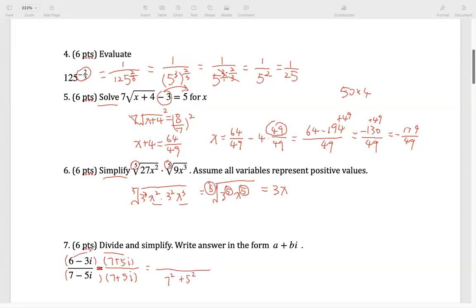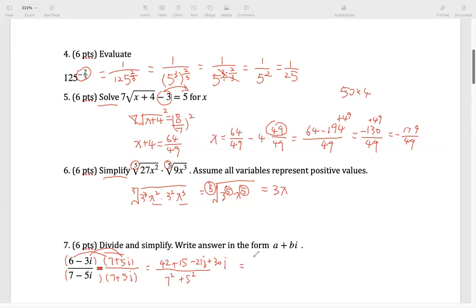And the numerator we just multiply, so 6 times 7, 42. Then negative 3i times negative 5i is plus 15, because i squared is negative 1, so negative becomes positive. Then minus 3i times 7, that's minus 21i. Then plus 5i times 6, that's 30i.